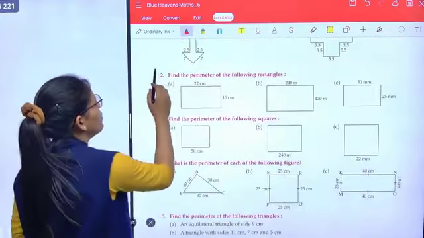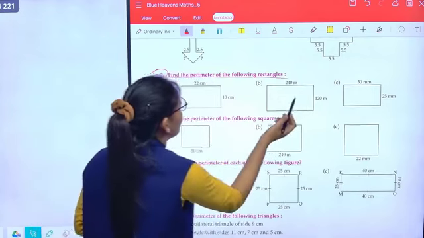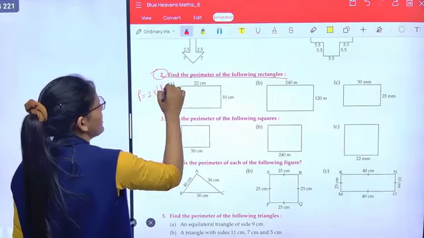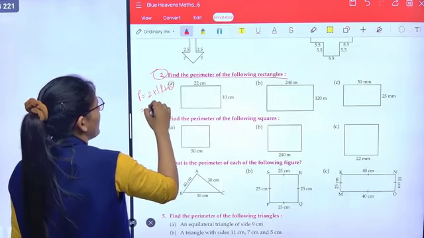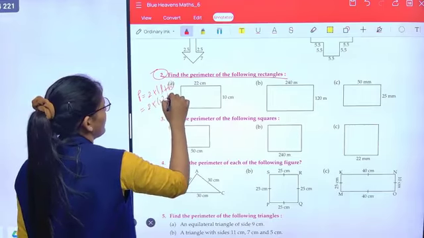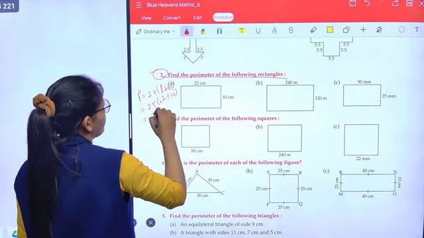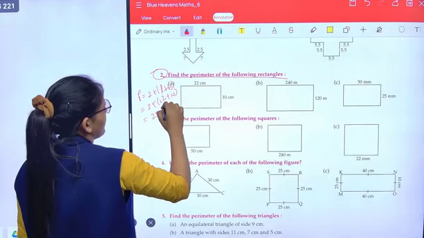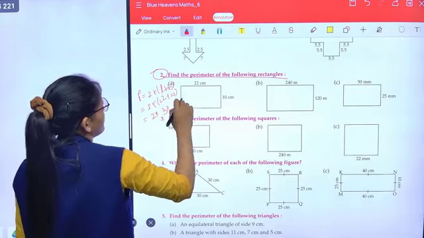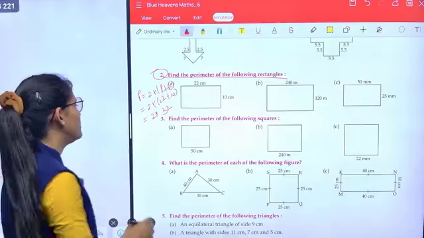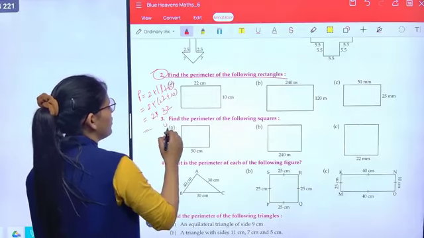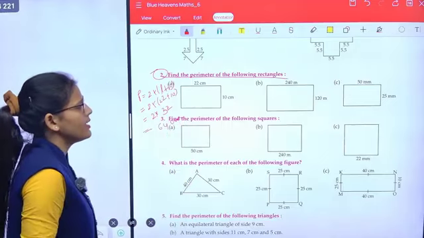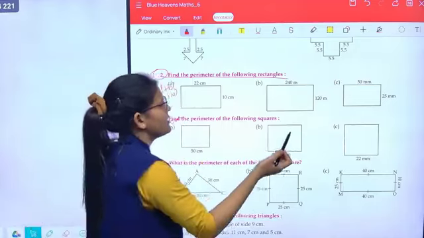Come on, question number 2. Find the perimeter of the following rectangles. Class, perimeter of rectangle is equal to 2 multiply length plus breadth. Now class, 2 multiply length, 22 plus 10, 32. Now class, 2 2s are 4, 2 3s are 6, 64 centimeter. Understand class? Now rest of the parts, do yourself.